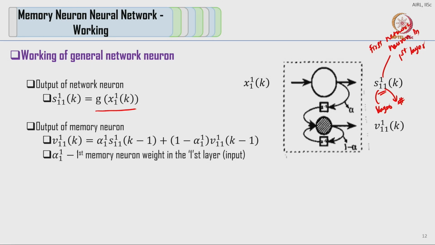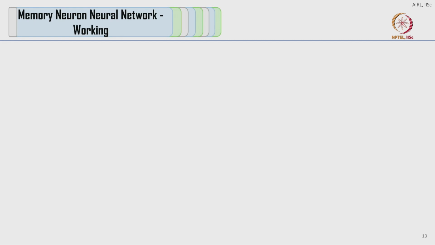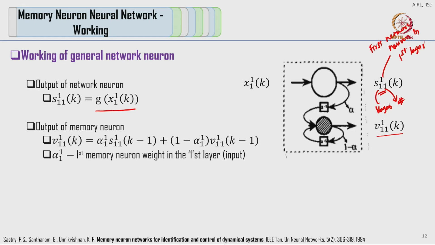Now, the output of the memory neuron: V11 of k is the output coming from the first memory neuron in the first layer, which is alpha 11 into S11 of k minus 1 plus 1 minus alpha 11 times V11 of k minus 1. Alpha 11 is the weight of the first memory neuron in the first layer. So, this captures the recurrent relationship between the input and output. Very important point: alpha is greater than 0 and less than 1.